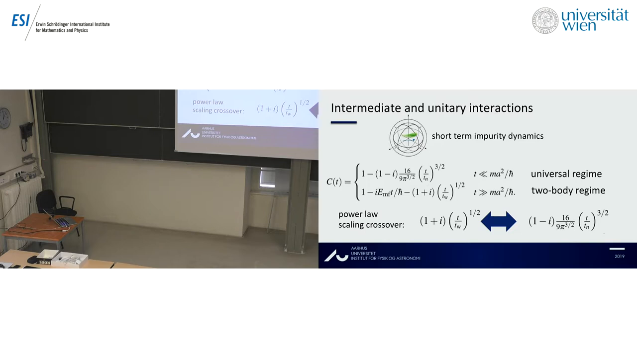However, if we go to slightly stronger interactions, we now expect that we get a crossover. So we would expect a crossover from the universal power law 3/2 scaling to this power law 1/2 scaling if we have a system with intermediate scattering length, interaction strength. So it's this crossover that we're looking for, which signals really that we go from a universal to a weakly interacting regime.